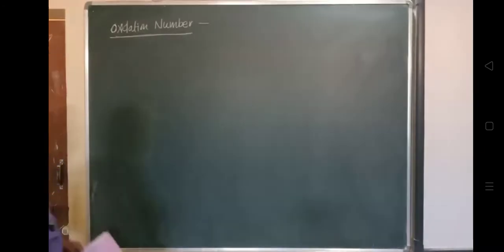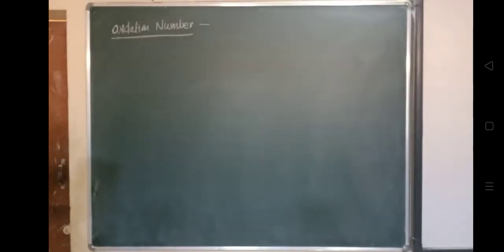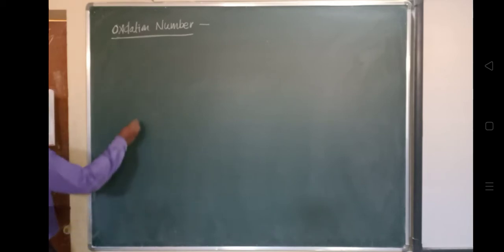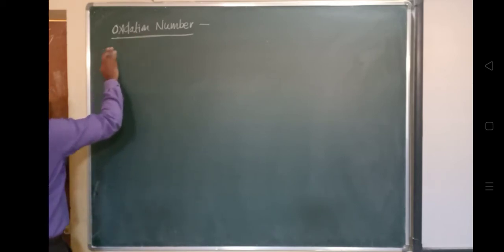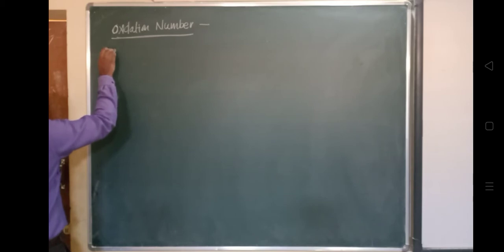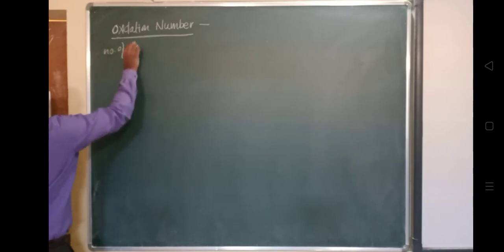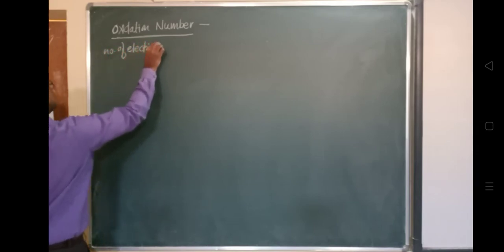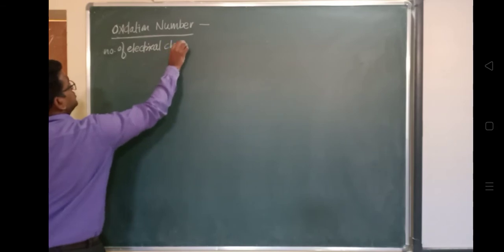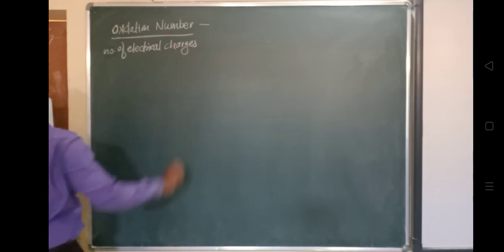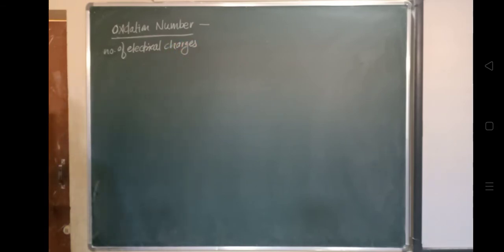The oxidation number of an element in a compound is defined as the number of electrical charges that is present over the element.